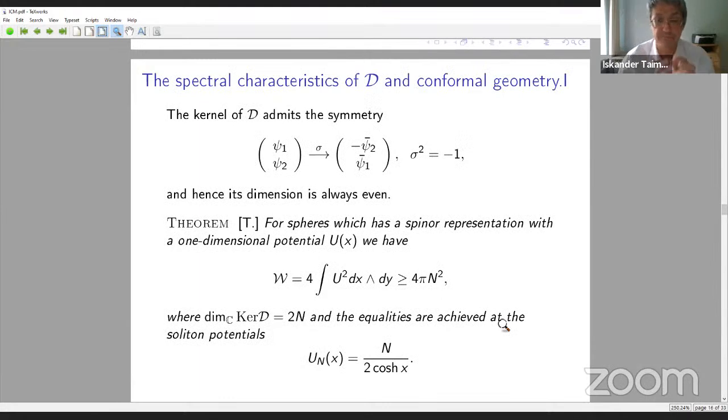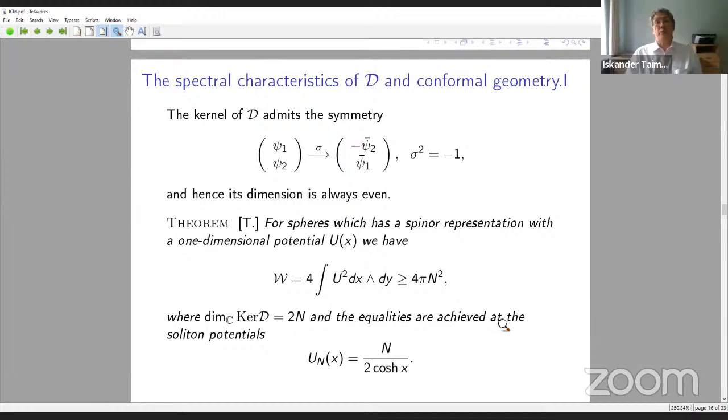Now I would like to look at other applications, what I did at this time. For instance, the kernel of D admits a symmetry. This is a non-trivial symmetry, an anti-involution, and hence its dimension is always even. Looking for estimates for the Willmore functional from below, I proved the following. For spheres which have a spinor representation with a one-dimensional potential U depending on ln x, the Willmore functional is greater or equal than 4 pi n squared, where the dimension of the kernel is 2n, and the equalities are achieved at the soliton potentials.